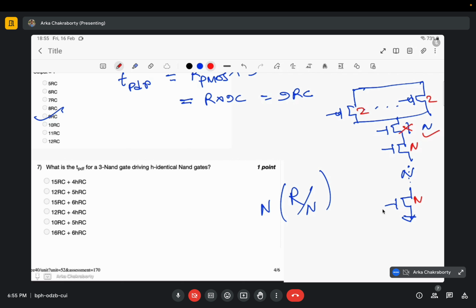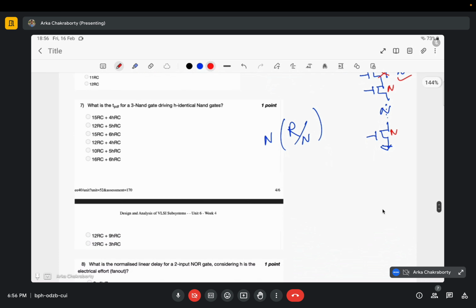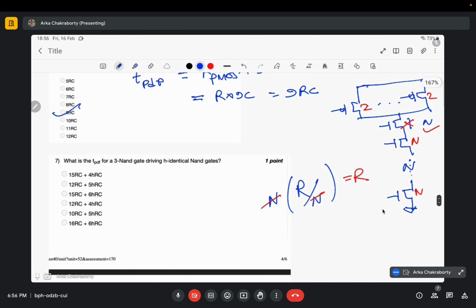So you can design any circuit. If you know the basics, and if you know the inverter and the basics, then you can design any circuit. So that's the idea behind it. I hope it's clear to you. Okay, now let's move to the next question.